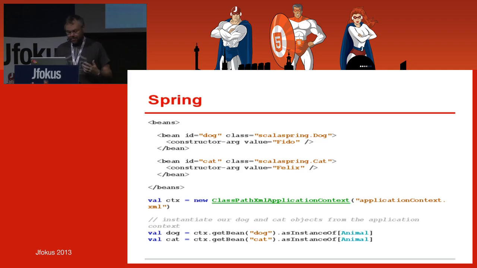You don't get the type safety. That's a big issue for me. When getting the beans here, you immediately have to do a cast on them. It's just not, we can do better than that. We can definitely put in type safety.